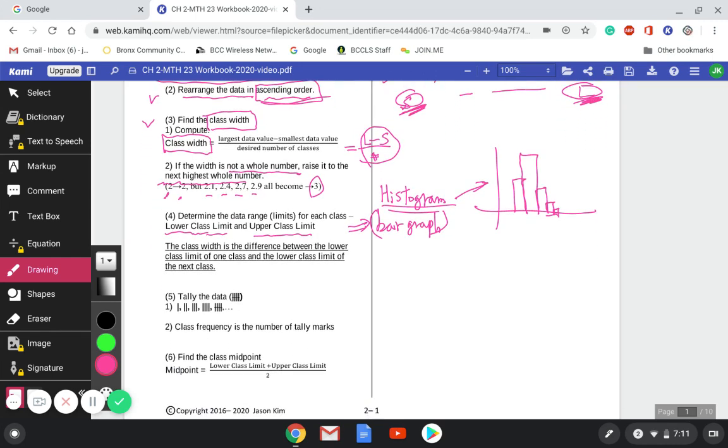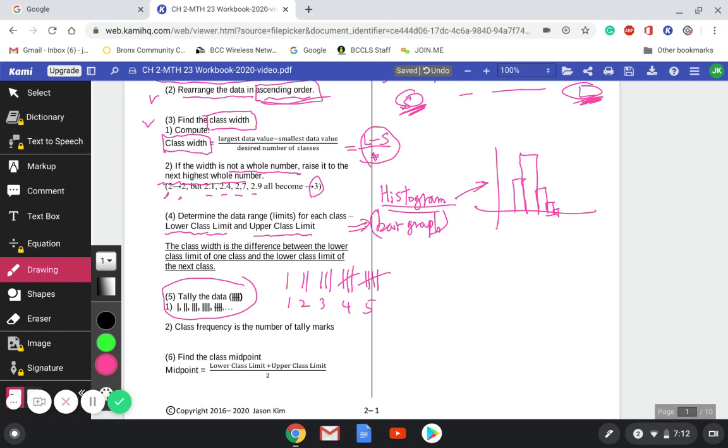After that, you count the data for each group, each class. We call that one tally the data. This is one data belonging to the group, two, three, four. So this is a way of counting it. Five would be 1, 2, 3, 4 with the 1 in the middle. That's 5.